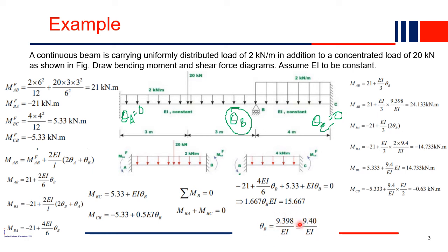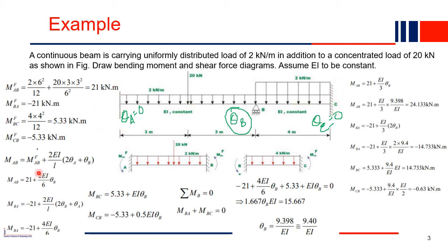So now the computation of theta B is over. We know theta A is 0, theta B is this much, 9.4 by A, and similarly theta C is also 0 because this end is fixed. So the one single kinematic degree of freedom, theta B, we have also computed. Now we can easily compute all the end moments.